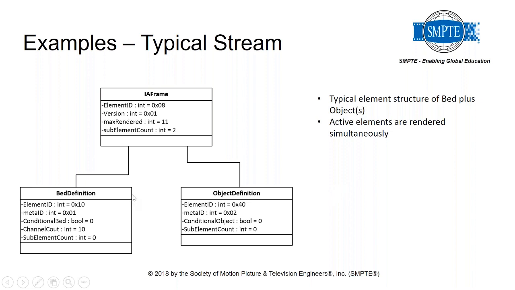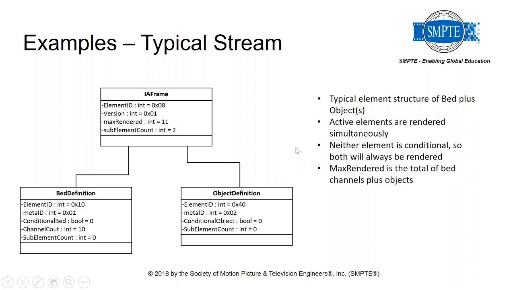And this works. You can actually have multiple beds reporting to a single frame. There's no constraint on that. And as mentioned, max rendered is the total of bed channels plus objects. So again, getting into the details of what's in each frame in the example, it's got the element ID to indicate it's a frame. The version ID is 1. The max rendered is 11. We'll figure out how that was derived in a minute.